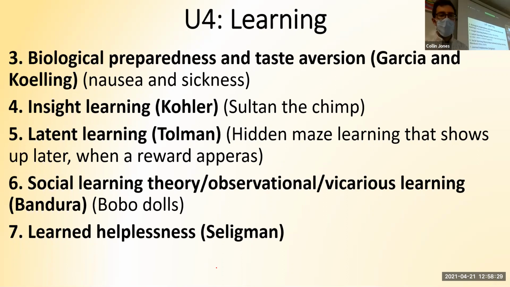Number 5, Tolman talked about latent learning. It's when you'll learn something and you don't have an opportunity to show that you've learned until much later on when there's a reward. And that's when you demonstrate the learning. It's like you've gone through your life soaking up information, and then when you get on Jeopardy, you have a chance to use that information. That would be latent learning.